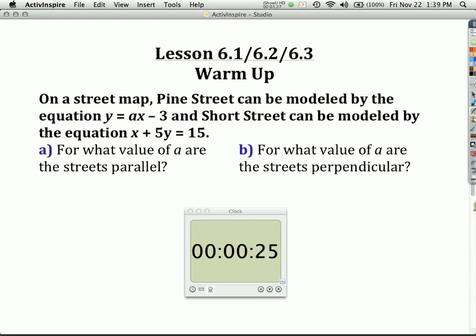I got you with that. If the streets are parallel, they have the same slope, so just find the slope of one equation. For A, what would A be for the other side? Perpendicular. One perpendicular.